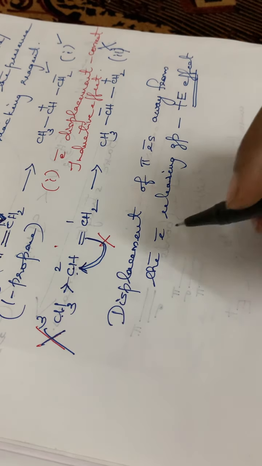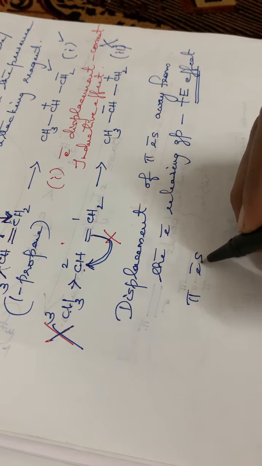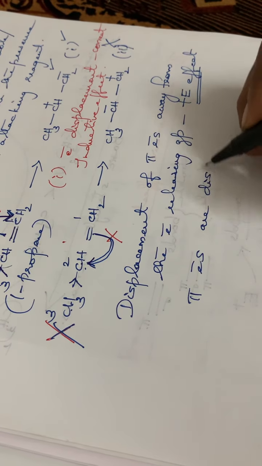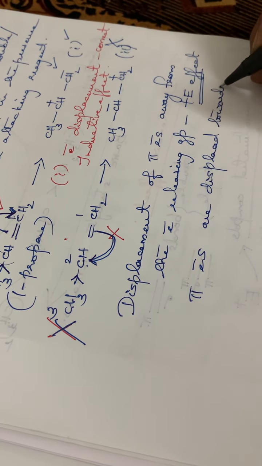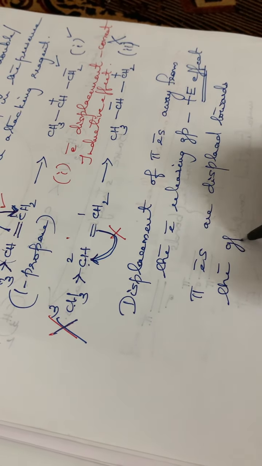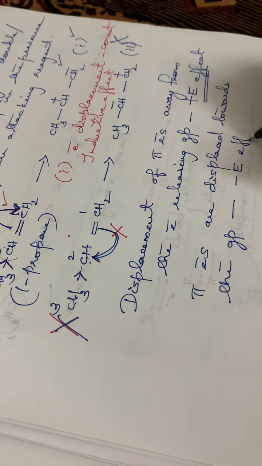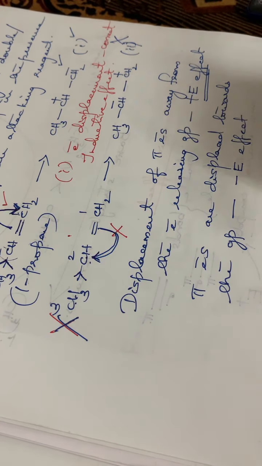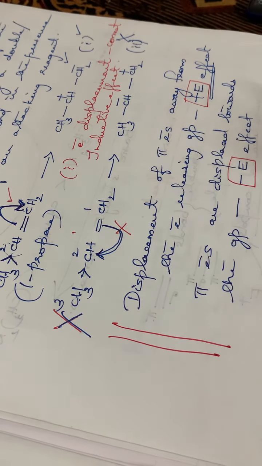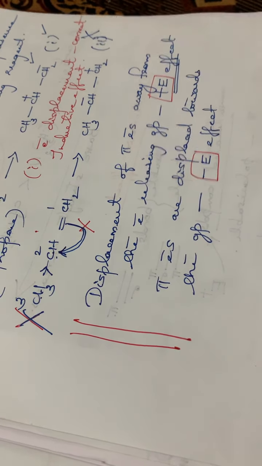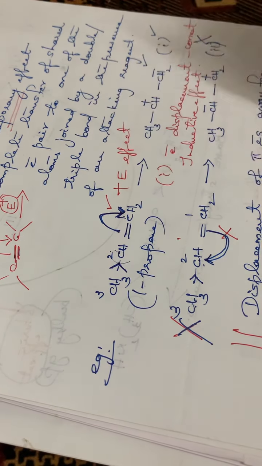At the same time, if the pi electrons are displaced towards the group, then that type of electromagnetic effect is the minus E effect. Minus E effect and plus E effect, these two effects you also have to study. Displacement of pi electrons away from the electron releasing group means it has the plus E effect.